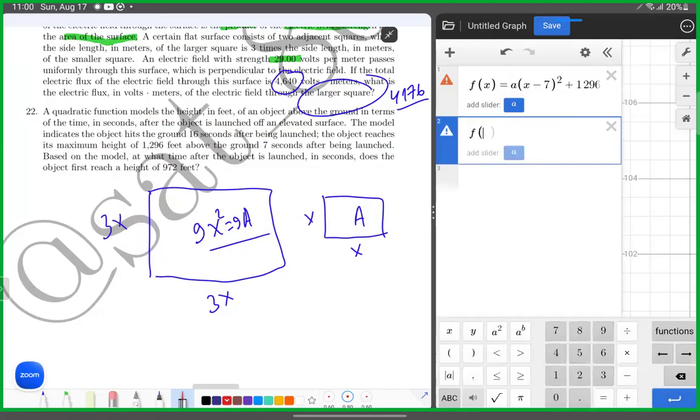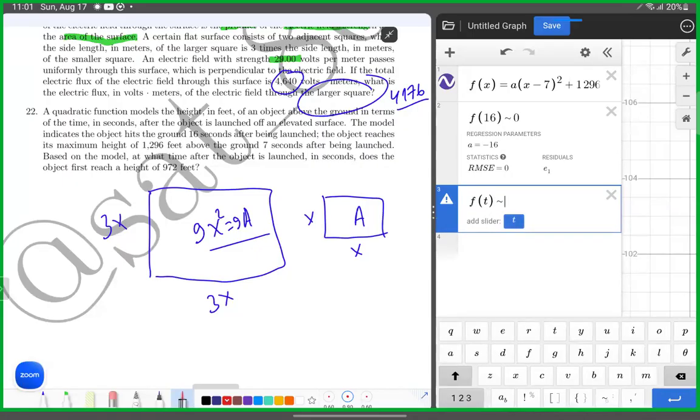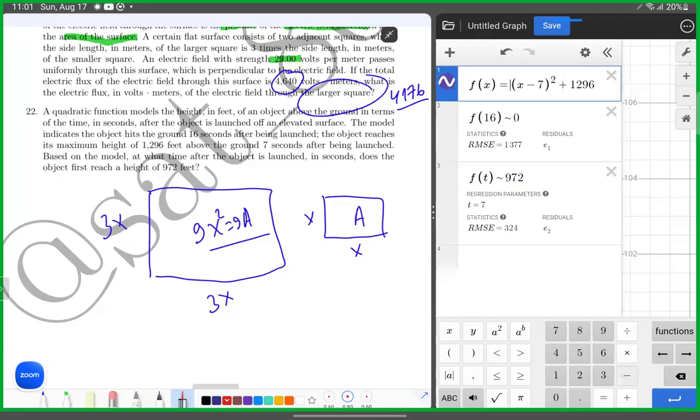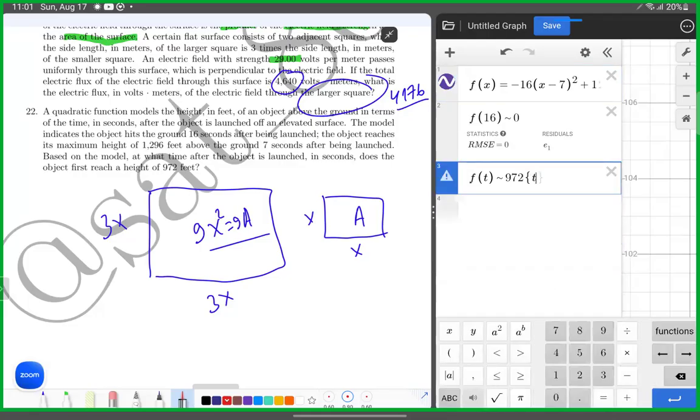F of 16 is equal to 0, guys. After this, you need the value when it first reaches some height. Okay, we need f of some value t to be equal to 972. Using regression here is wrong. That's why you first find a; let's define this number a as minus 16. Now you can find 11.5. If they ask for another reaching point, just tell them t is greater than 12.